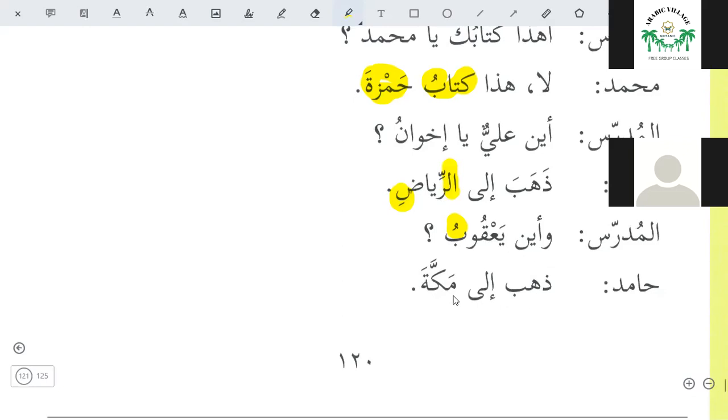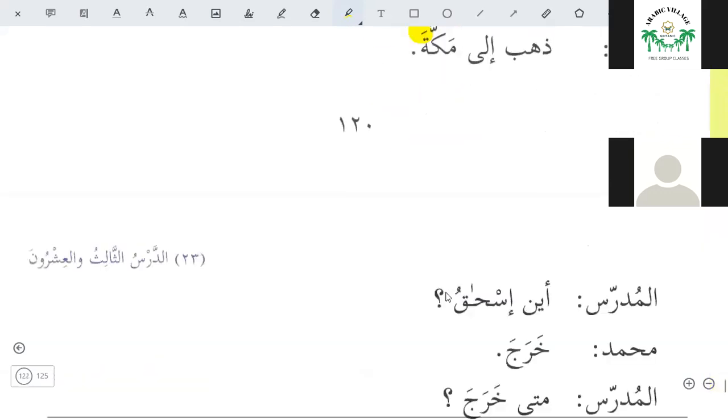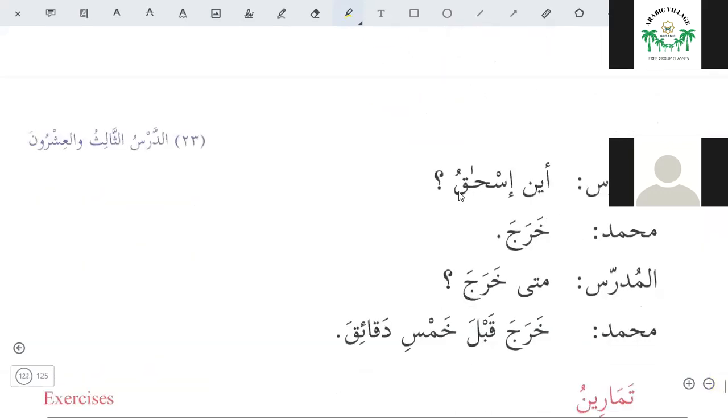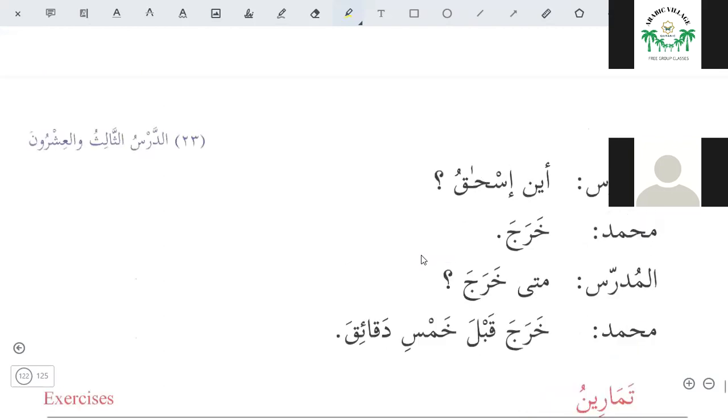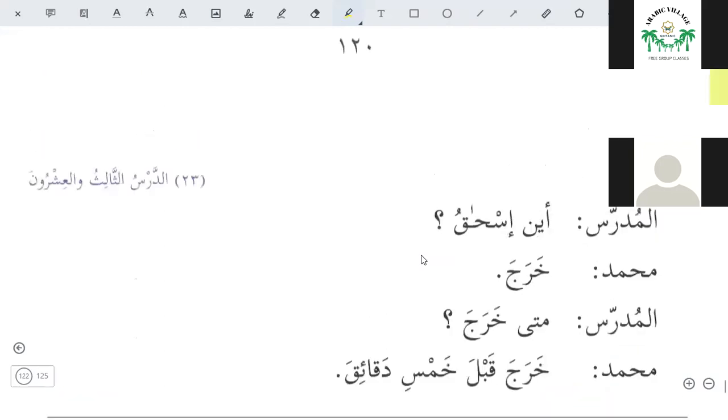Dhahaba ila Makkata, he went to Makkah. Ila Makkata, Makkata is mamnu min as-sarf, taking fatha. Aina Ishaqu? Where is Ishaq? Kharaja, he went out. Mata kharaja? When did he go out? Kharaja qabla khamsi daqa'ika, he went out 5 minutes ago.